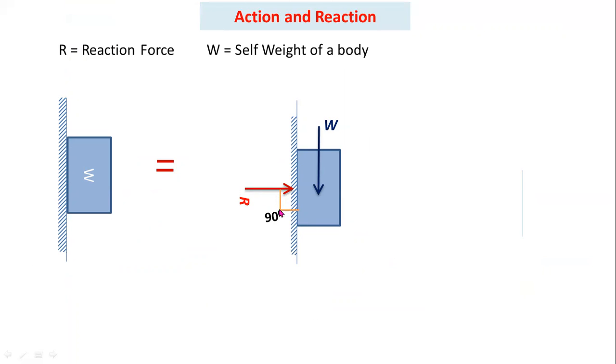Already we discussed it. Now here the reaction force always makes an angle 90 degrees with respect to the support. Here the support is vertical, so you have to consider the opposite reaction force. Now this is the self weight and this is the horizontal reaction. This is the free body diagram of this figure.